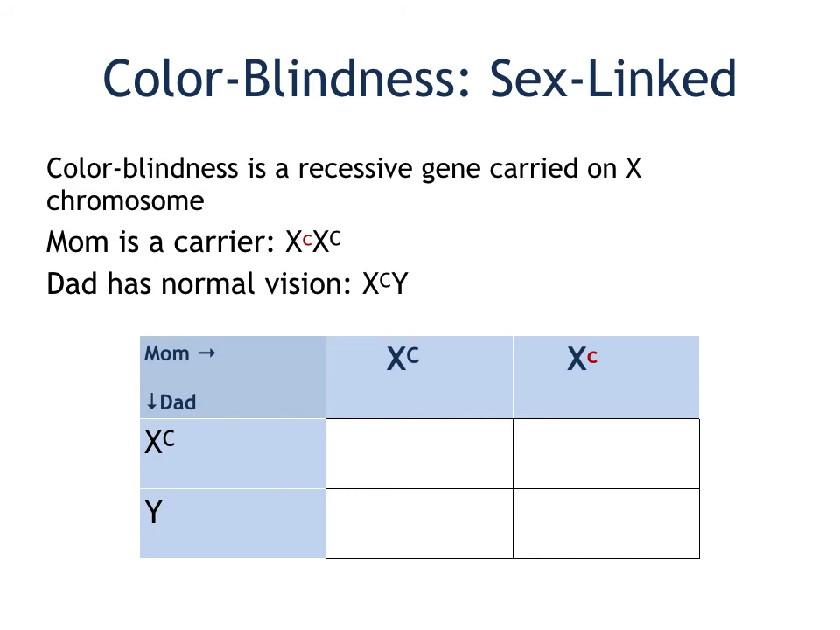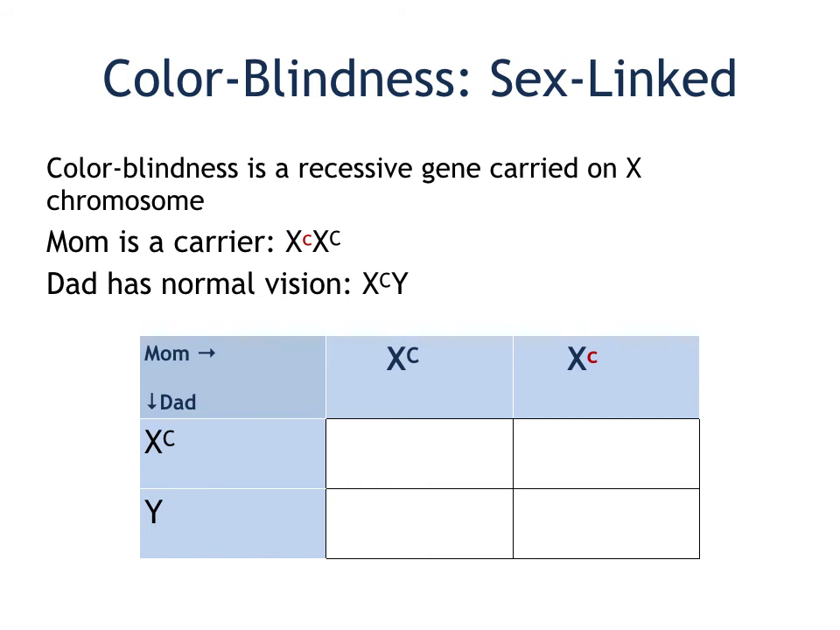Here, mom carries the recessive gene for color blindness on one of her X chromosomes, whereas dad, who has normal vision and only has one X chromosome, must have only a normal gene. So mom, therefore, can donate either the normal gene, X with a capital C, or mom can donate in a gamete a defective gene, the X with the little red c in lowercase.